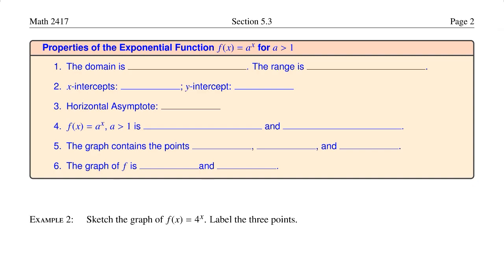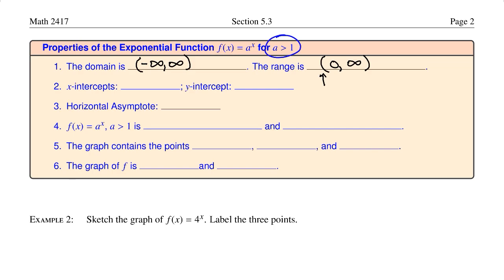Let's take a look at the properties of exponential functions. Now this one, we start with f of x is equal to a to the x with a greater than 1. So first off, the domain is negative infinity to infinity. The range is 0 to infinity. And notice that I use the open parenthesis on the left side. That indicates that the range values are going to approach 0 and get closer and closer to 0, but never actually equal 0.